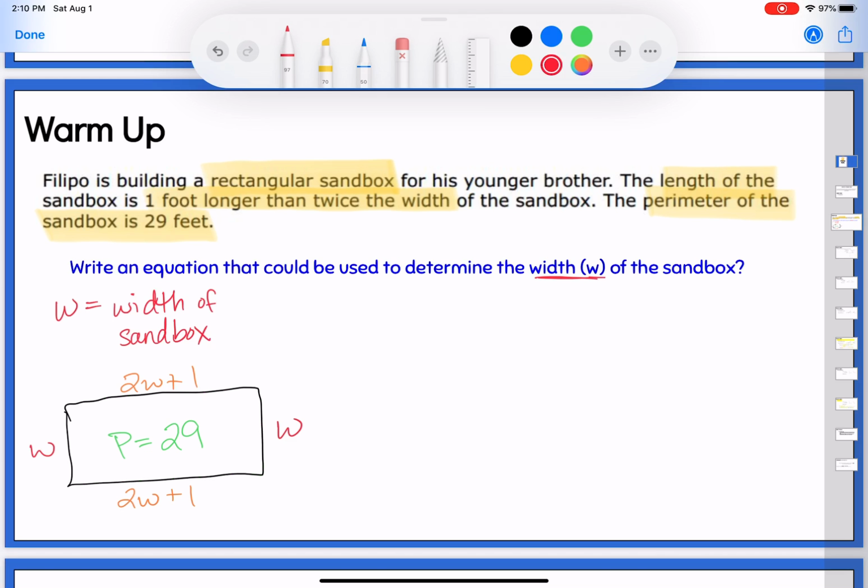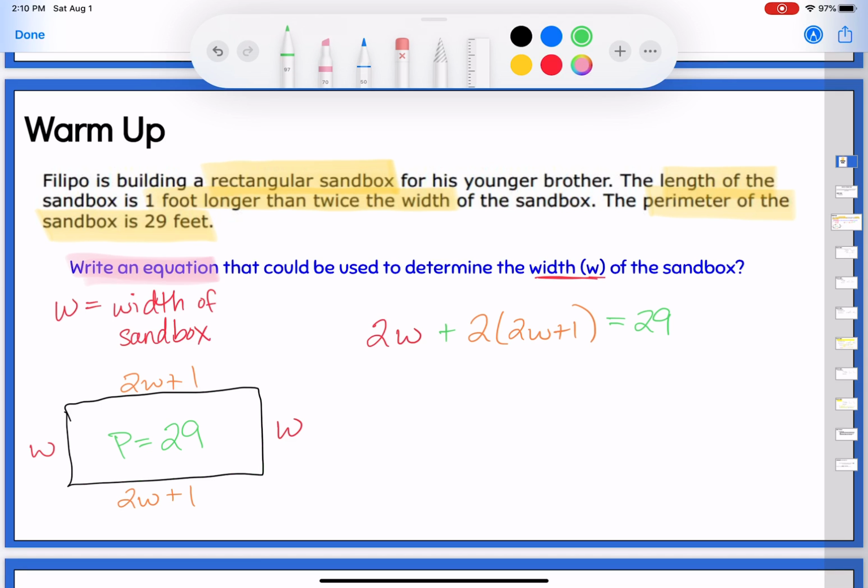So I would have 2 W's, right, plus 2 times 2W plus 1, right? 2 widths and 2 lengths. And that all added up has to equal 29. Now you could have written W plus 2W plus 1 plus 2W plus 1 equals 29. That would work as well. Now, technically the directions just said write an equation, right? It didn't say that you had to solve it. So that could be an answer. You could also have them, each of those, written out separately with a plus sign in between them.